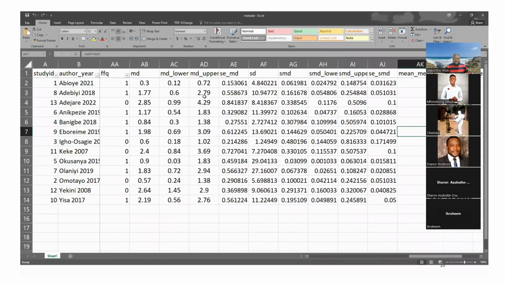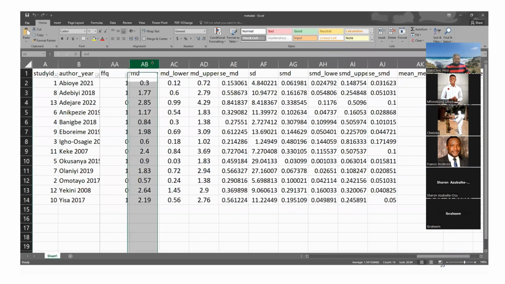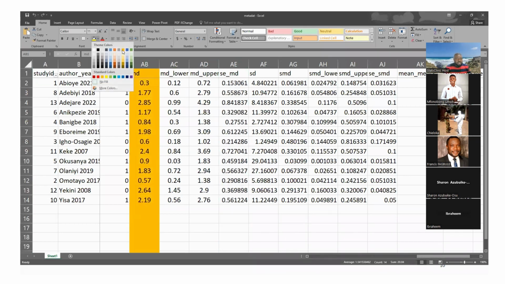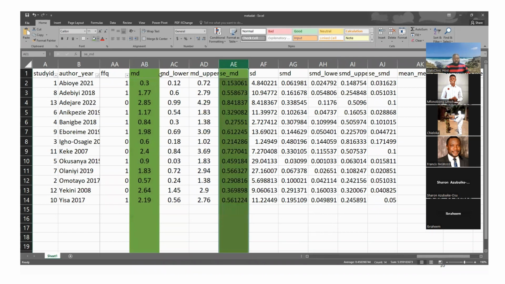If you scroll to the end, you will see that we have these mean differences, and we have the standard error of the mean difference. I can highlight this in green to show that this is what we're focusing on today. This is the mean difference.